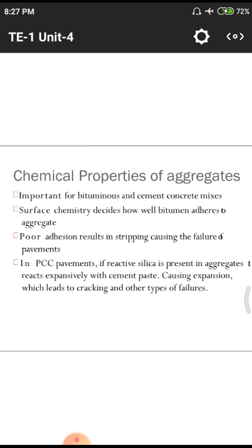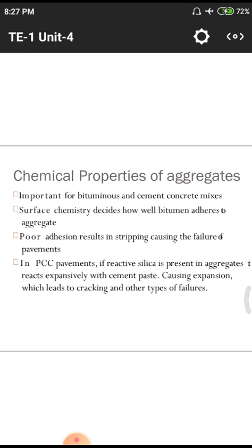Next one, in PCC pavements, that means plain cement concrete. You need to observe: PCC means plain cement concrete, RCC means reinforced cement concrete. If we are using a particular quantity of steel in the concrete mix, it is called RCC. Normally, if we are not using any steel in the mix, it comes under plain cement concrete. Plain means without any additives, only cement concrete is there.